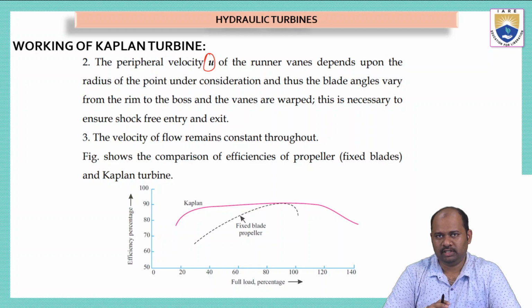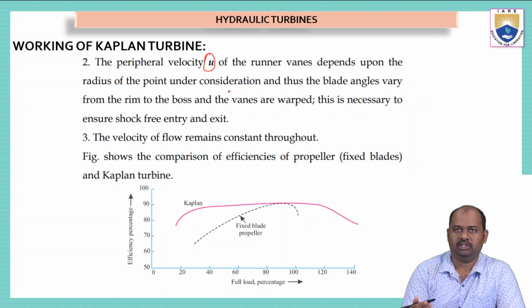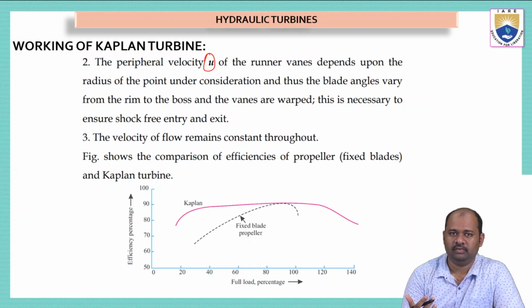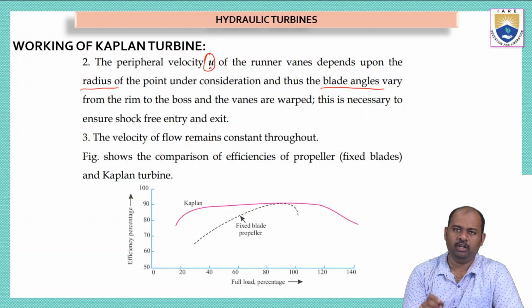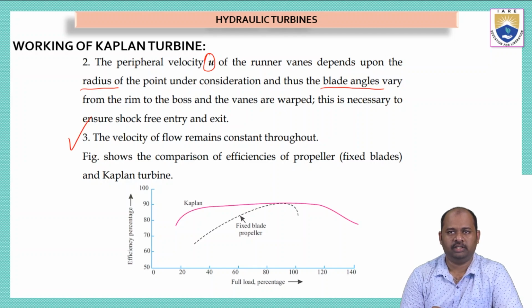We'll try to understand this sentence with the help of this graph. When we want to calculate the peripheral velocity, that is the velocity of the runner on the outer periphery, we have to consider two things. It totally depends on the radius of the point where we are considering. With respect to that particular point we are calculating the radius and the peripheral velocity. And also blade angles. Blade angles are also considered while we are calculating this velocity. So based on this radius and blade angle, the peripheral velocity is calculated. Now see here, we have the third point. The velocity of flow remains constant throughout.